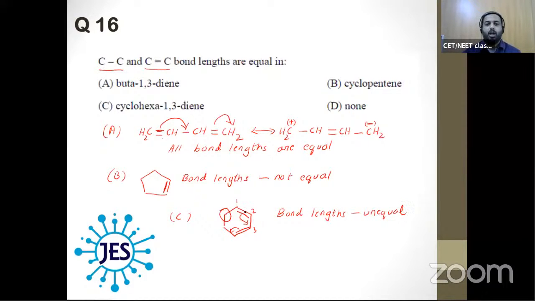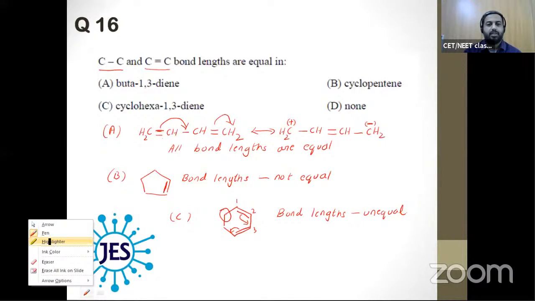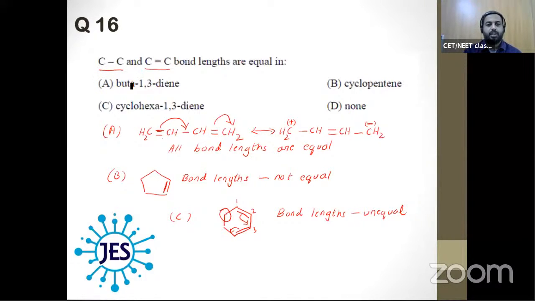Option D, anyway, none of the options. So it is option A that is the correct answer. Let me highlight it. Option A, buta-1,3-diene.